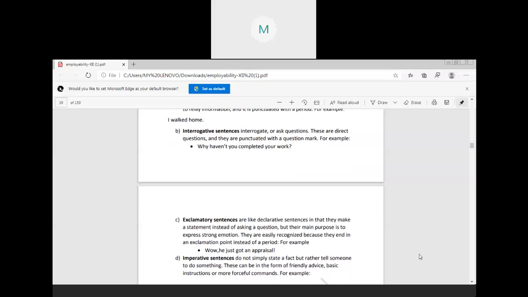आपने देखा होगा कि जितने भी हमारे exclamatory sentences होते हैं उसके लास्ट में exclamation mark लगा हुआ होता है, like wow he just got an appraisal. So here we are having an exclamation mark because wow is an expression which is being given here. तो यहाँ पे हमारे एंड में क्या आ रहा है? एक्सक्लेमेटरी मार्क आ रहा है.